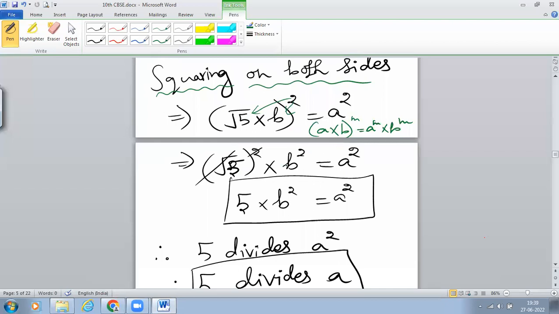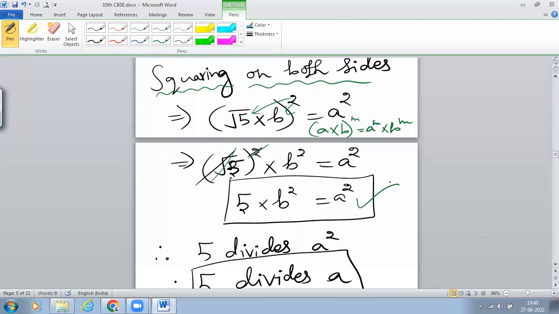Now see here, root 5 the whole square means square root and square. Square and square root already get cancelled. So what will we get? 5. 5 into b square is equal to a square. Now you will be able to understand this step.